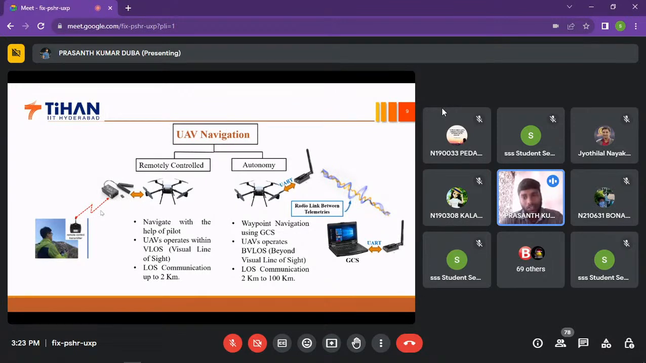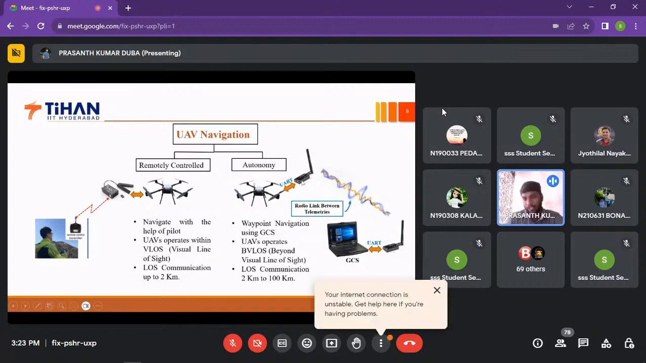So there is a need for autonomy of the UAV, autonomous navigation. This is the autonomy of the UAV. Here we have a simple setup: our laptop and the UAV. These are the two transceivers, called telemetries. This is one transceiver and this is the other transceiver.